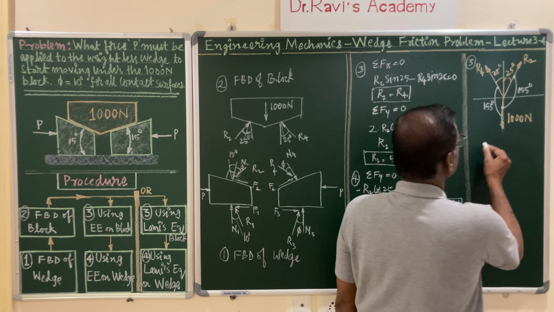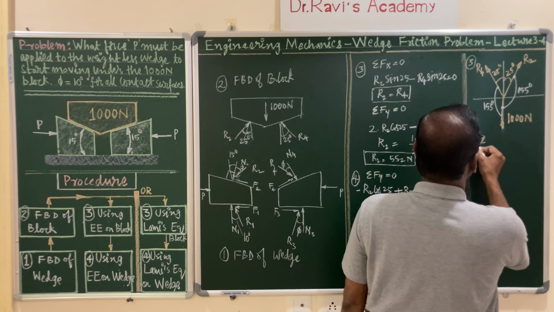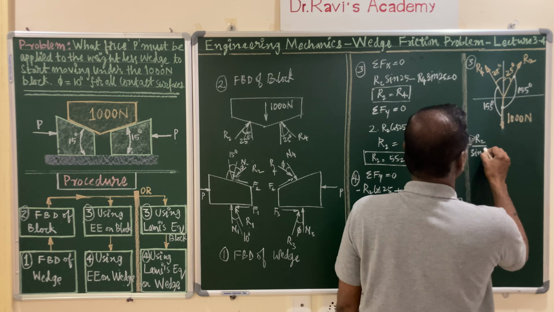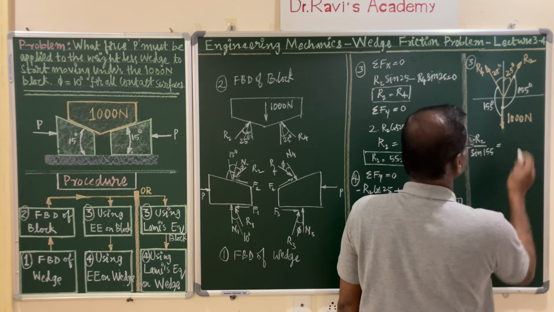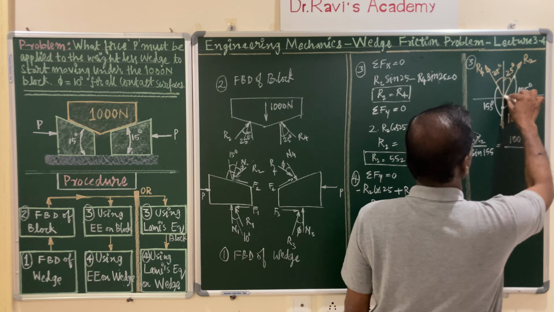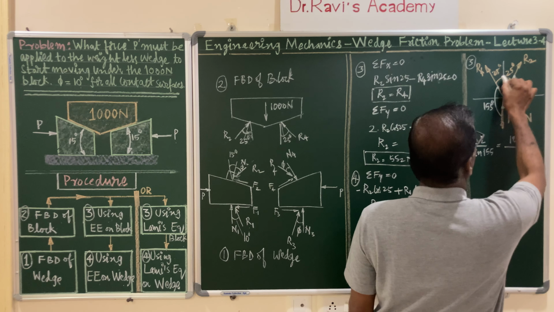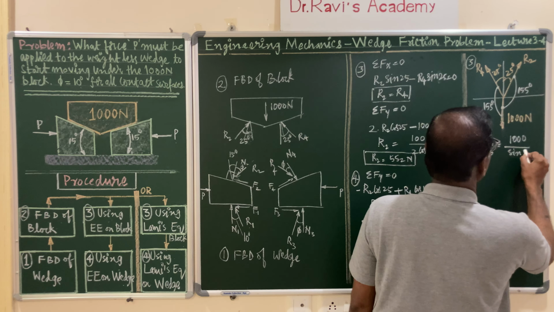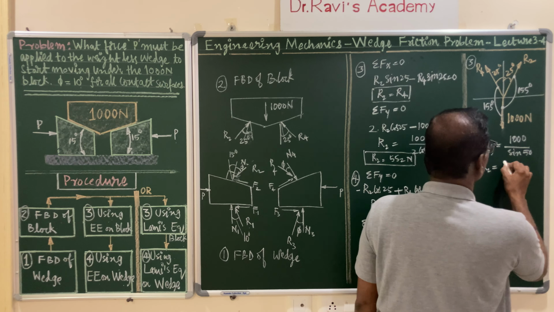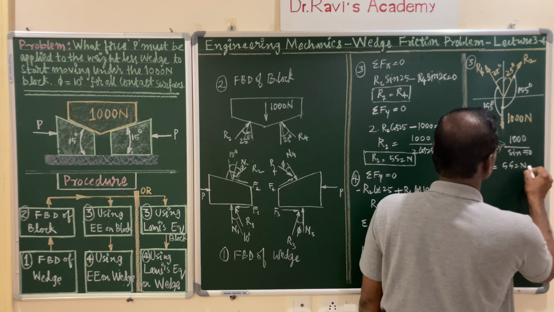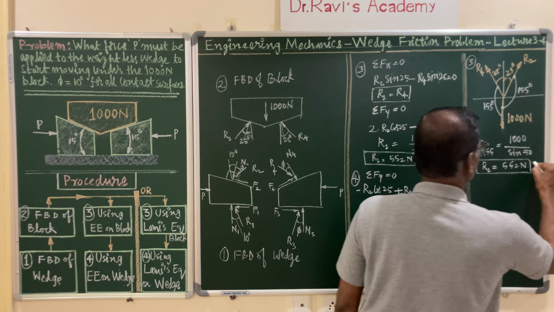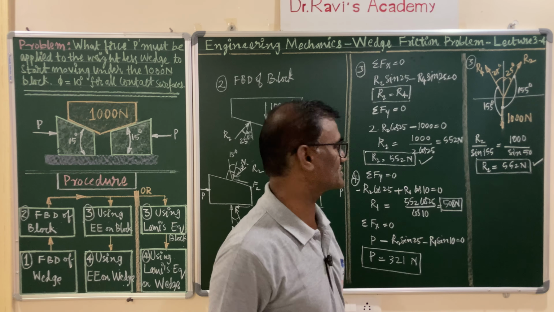You can simply write down R2 divided by sine of the angle between the other two forces, sine 155, equals the known force, 1000, divided by sine of the angle between the other two forces, which is 50 degrees. From this, you can calculate the R2 value. You are going to get 552 newtons from Lami's theorem. Just cross check: you got the same value using equations of equilibrium also.